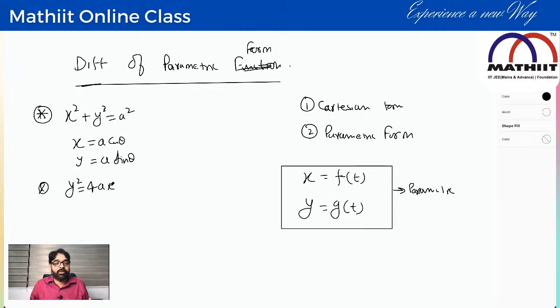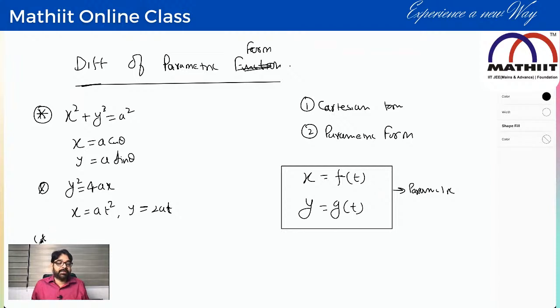Same way, if I say there is a parabola, y square equal to 4ax, and if anybody hasn't done coordinate geometry, don't worry. This is the standard parabola equation, y square equal to 4ax. The parametric form of this will be written as x equal to at square, y equal to 2at. This is the parametric form of the standard parabola.